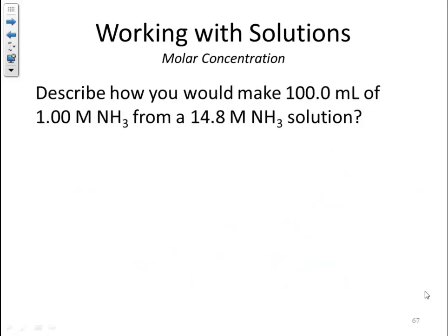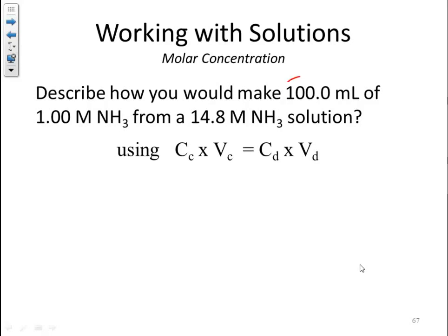Here's an example. Describe how you would make 100 milliliters of 1 molarity ammonia from a 14.8 molarity ammonia solution. So this is dilution. I'm taking a more concentrated solution and making something more dilute. So this is a perfect example of using our C1V1 equals C2V2 equation.